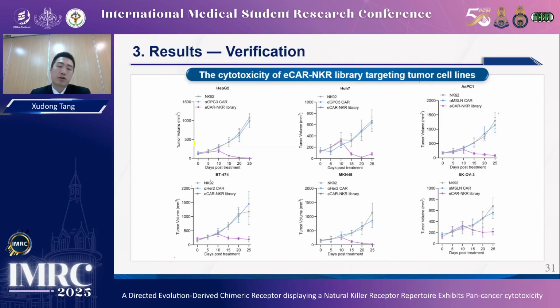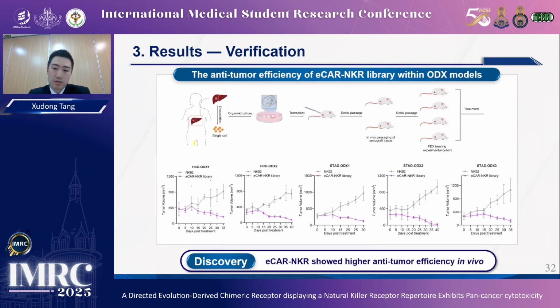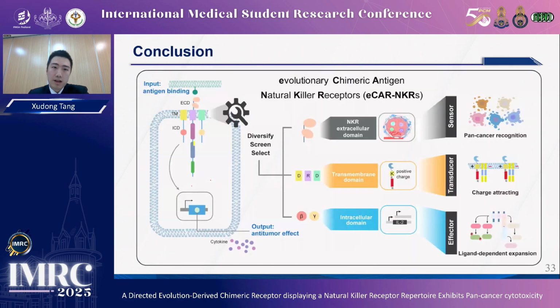Okay, and we also co-cultured our library with different tumor cell lines and also the PDX models to test its anti-tumor efficiencies in vitro and in vivo, and they also showed higher anti-tumor efficiencies. Okay, and in conclusion, we got our ECAR library through 2 rounds of evolution. So we enable our NK cells to achieve pan-cancer recognition and ligand-dependent expansion through the charge attracting principles.